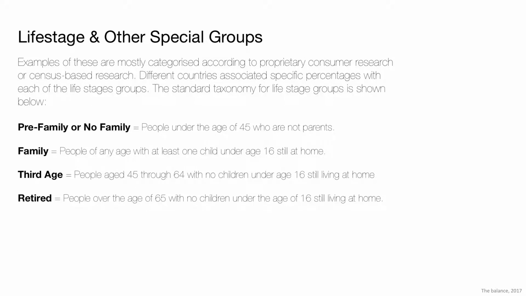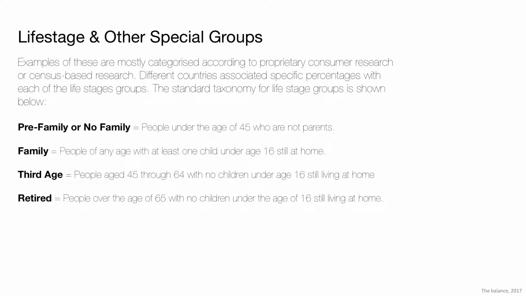Another market research category is life stage and other special groups. Examples of these are mostly categorised according to proprietary consumer research or census-based research. Different countries associate specific percentages with each of the life stage groups. The standard taxonomy for life stage groups is shown below.